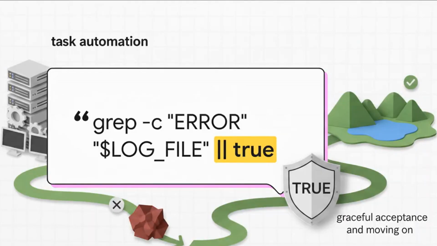Okay, what's really interesting here is that "or true" statement at the very end. Remember that strict safety net we set up earlier? Well, because the grep command natively returns a failure code when it finds 0 matches, our super strict script would completely crash if a log file was perfectly clean, which is obviously not what we want. By appending "or true", we catch that failure. It essentially says, if grep doesn't find an error, don't panic, just gracefully accept it and move on.